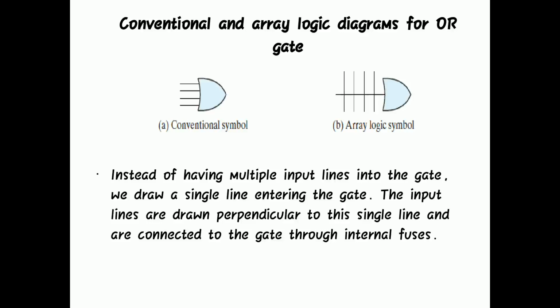Whereas there is another symbol called array logic. As you see, this is also 4 input, but the difference is the lines are not horizontal. The 4 input lines are vertical with one single line, perpendicular to each other, at 90 degrees. So instead of having multiple input lines into a gate, we draw a single line. The input lines are drawn perpendicular to this single line and are connected to a gate through the internal fuses. This is one of the differences between a conventional symbol and an array logic symbol.